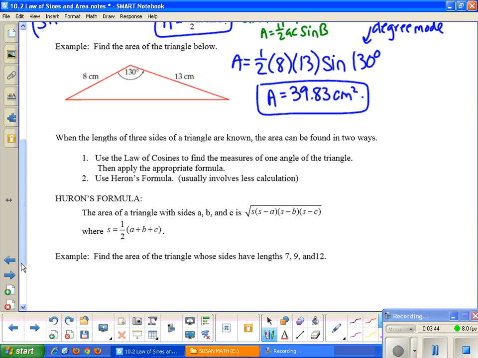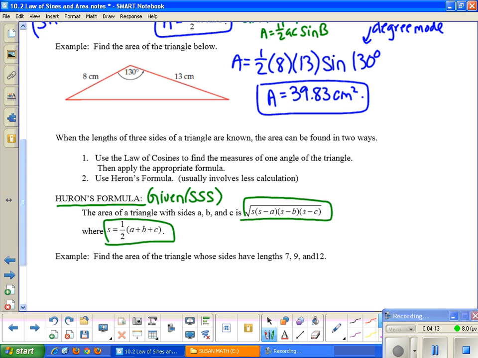Another formula to find the area is called Heron's formula. This is for when you're given three sides of your triangle: side, side, side. The formula, which you just have to memorize, is the square root of S times S minus A times S minus B times S minus C. And what is that S value? S is equal to 1/2 times A plus B plus C. So you add all the numbers together and divide by 2.